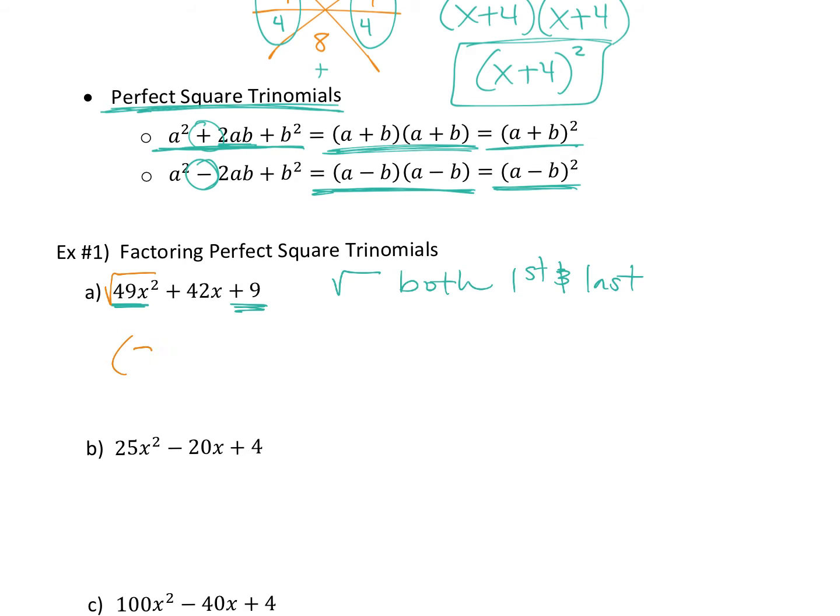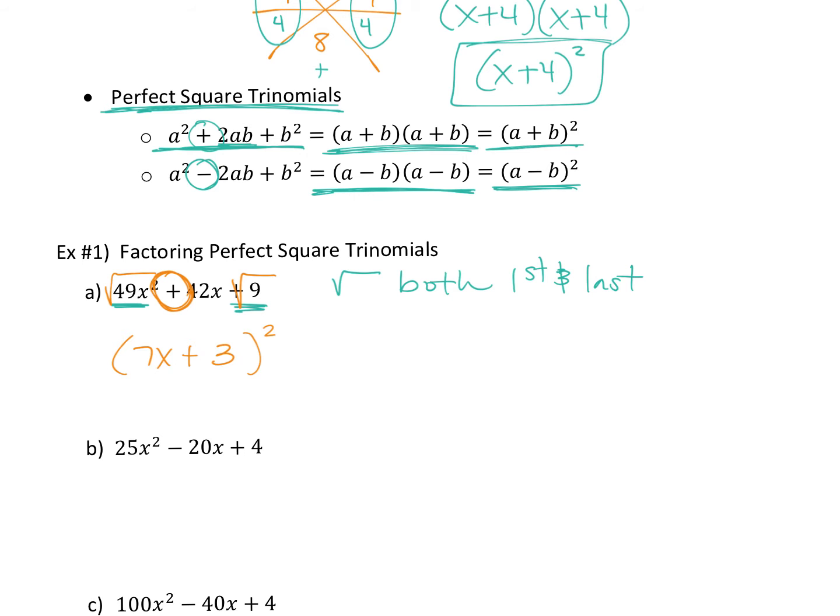7x. Okay, then you look here. If I square root 9, what do I get? 3. Am I going to add or subtract in this problem? We're going to add because of this symbol right here. Okay, this should be addition, and we square it.